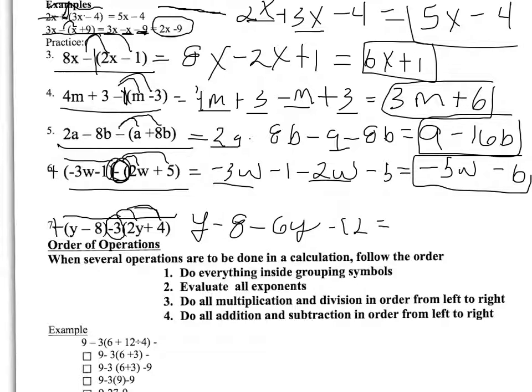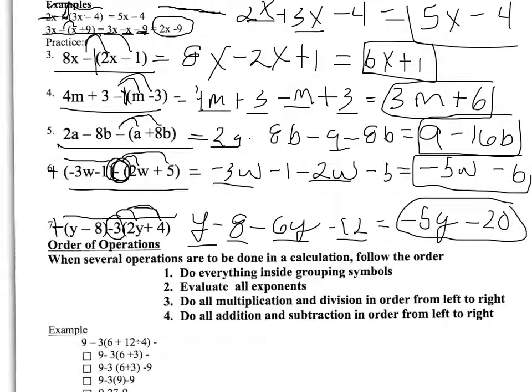Combine these up. Y minus 6y is negative 5y. Because the 1 minus 6 gives us negative 5, negative 12, and negative 8. When we combine those, so negative 8 minus another negative 12 gives us negative 20. And that is that.